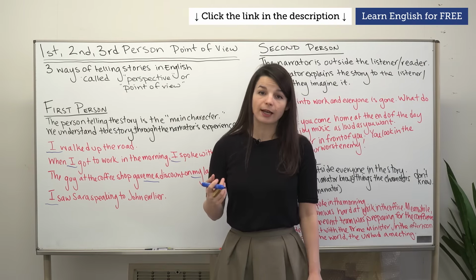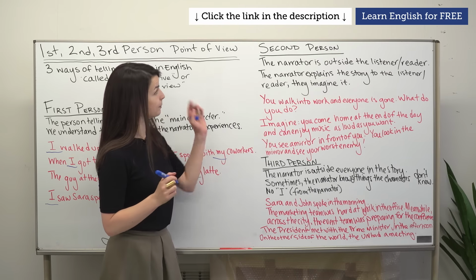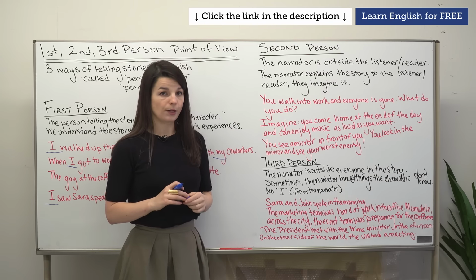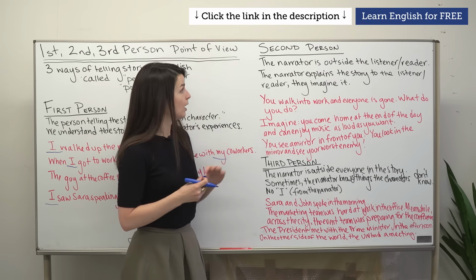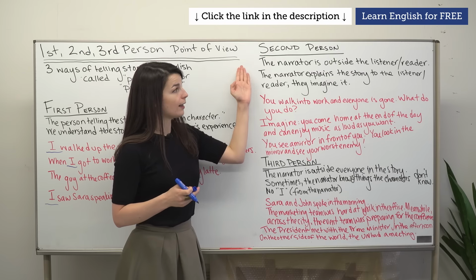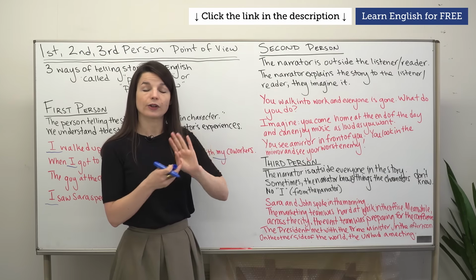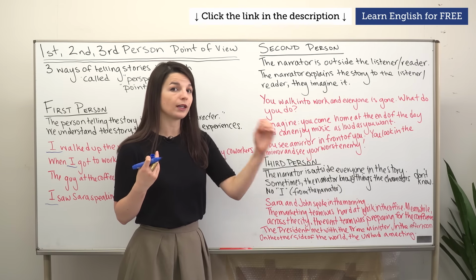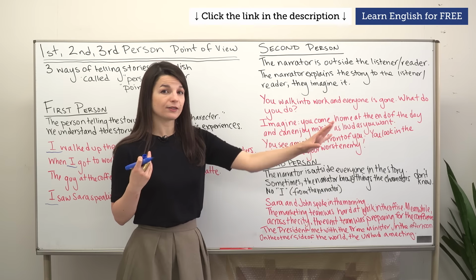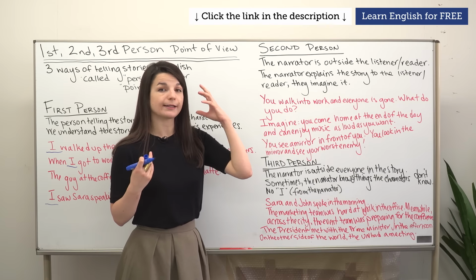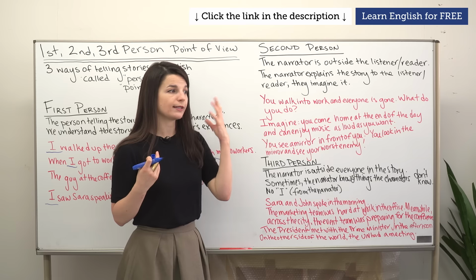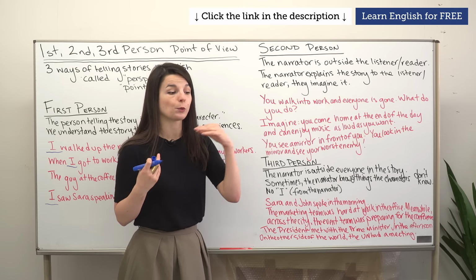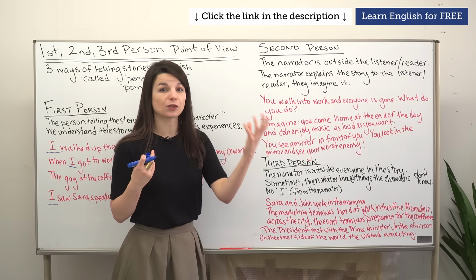Okay, let's take a look at a couple different ways of telling stories. The next one is probably the least common way of telling a story. It's called second person. So in second person storytelling, the narrator is outside the listener or is outside the reader. In second person stories, the narrator explains the story to the listener or to the reader, and the listener or reader imagines the story is happening to them. So the story is something that's not real, but we have to imagine the story as being real, or we imagine ourselves in the story in this case.